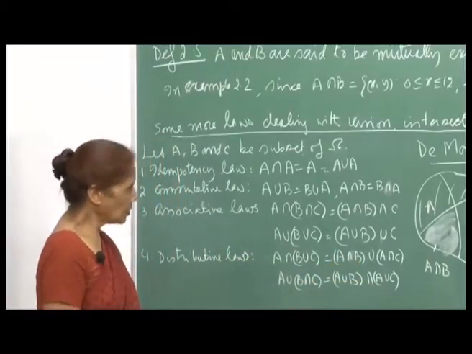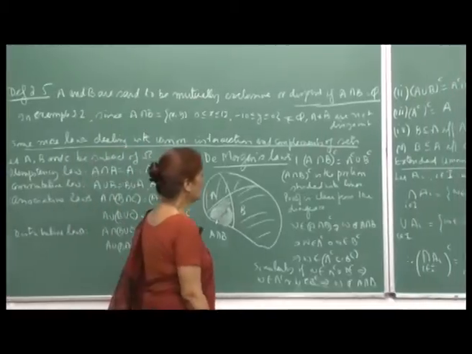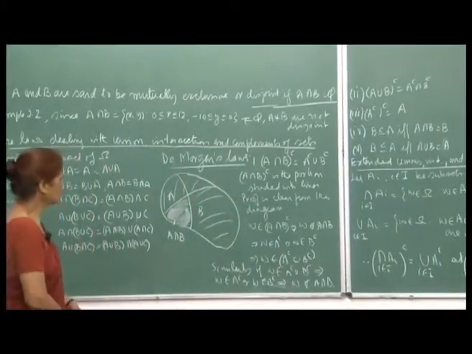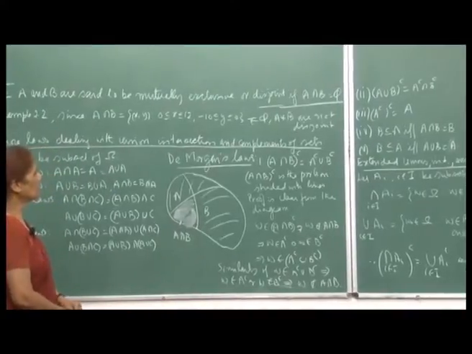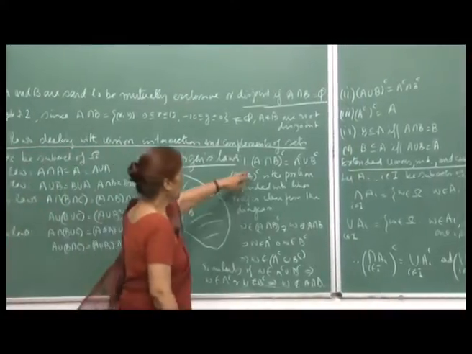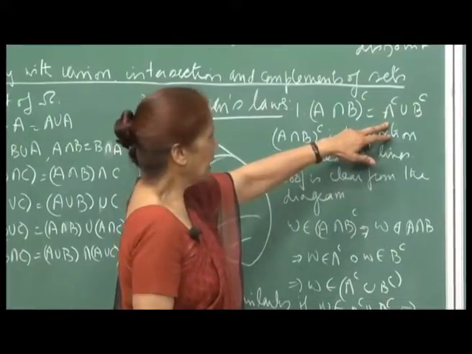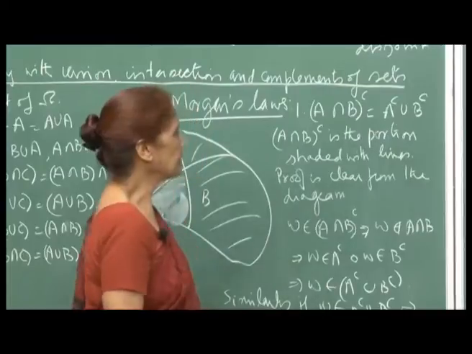Then De Morgan's laws are also important, and we will be using them throughout, and therefore, it is better to talk about them right now. And so, the first law says that A intersection B complement is equal to A complement union B complement, right.